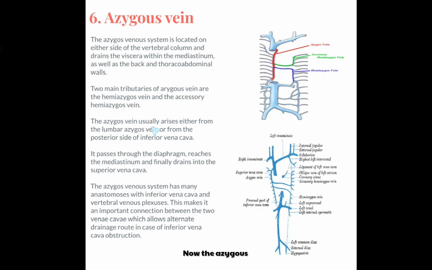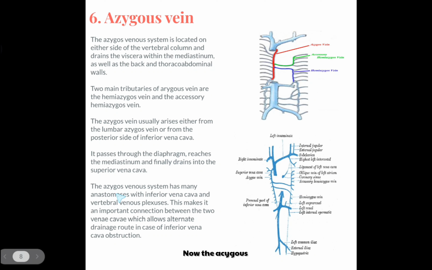Now the azygous vein usually arises either from the lumbar azygous vein or from the posterior side of the inferior vena cava. In some individuals it arises from the lumbar azygous vein, and in some individuals from the posterior side of the inferior vena cava. Next, it passes through the diaphragm, reaches the mediastinum and drains into the superior vena cava. So here they have given the course of the azygous vein: it passes through the diaphragm, then reaches the mediastinum and drains into the superior vena cava.